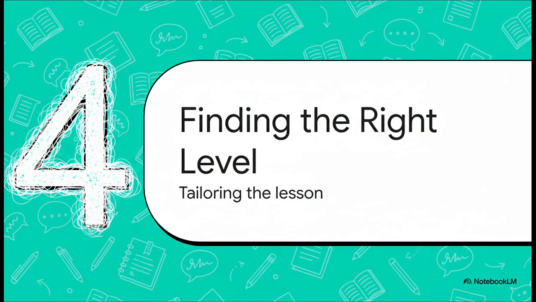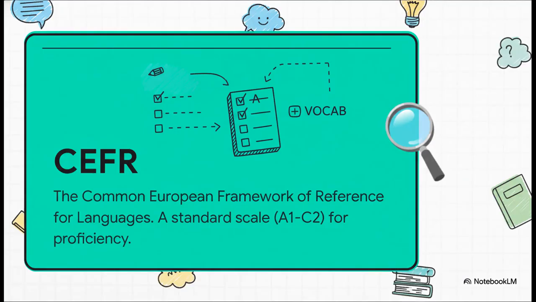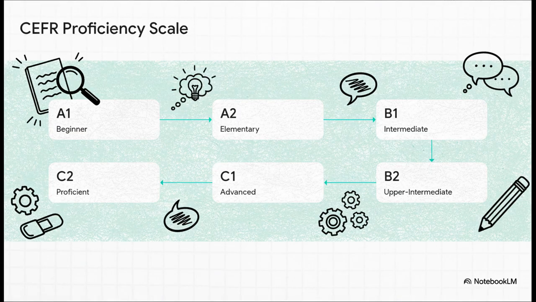Okay, so you've figured out what to teach, lexis or grammar. But that's really only half the battle. You also need to know who you're teaching it to and what level of complexity they're actually ready for. Now, to do this, teachers use standardized scales, and one of the most common ones you'll see is the CEFR. You can basically think of it as a roadmap of language proficiency that helps you make sure your teaching is perfectly calibrated. The scale runs all the way from A1, which is a complete beginner, up to C2, which is near native level. Knowing roughly where your student falls on this scale is crucial for making sure your lesson isn't way too easy or just frustratingly difficult.